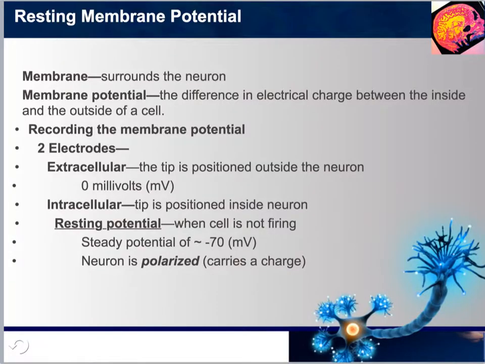To understand membrane potential, we have to understand what membrane is, and as you may remember from Chapter 3, we looked at the membrane being the surrounding tissue around the neuron. You see, we have the dendrites here, and the membrane would be on the outside of the neuron. Inside would be the nucleus and various other organelles.